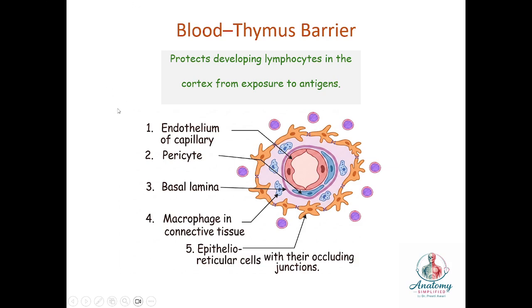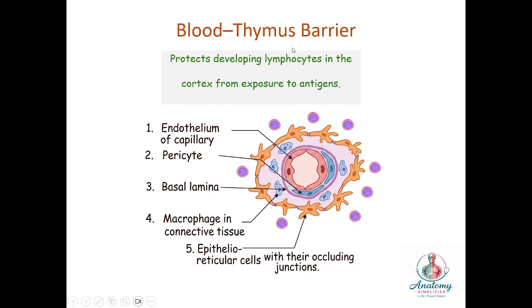So we have seen the basic structure of the thymus under low power, how it appears. It has a cortex, it has a medulla, it has Hassall's corpuscles, it is covered by a capsule, it is a lobulated organ, and the main important thing here is blood is traveling through the thymus and not the lymph. So there will be a barrier present between the lymphocytes and the blood entering inside, called the blood thymus barrier. What is the function of this barrier?